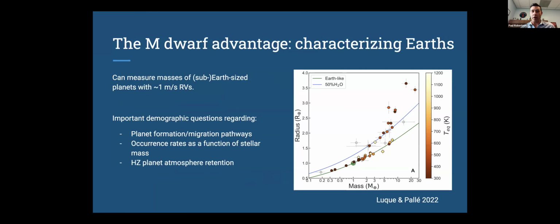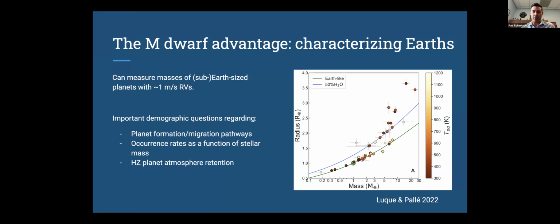And so one of the places we're seeing this really start to emerge in large numbers is in filling in the mass radius diagram for transiting exoplanets. And I show here the plot from Luque and Pallé of a very well characterized set of M dwarfs where we see this potential dichotomy on the mass radius diagram, and this is pointing towards a number of really interesting questions that we can potentially answer specifically by looking at M dwarf planets.